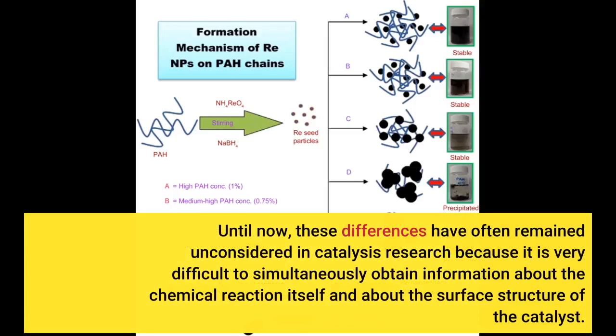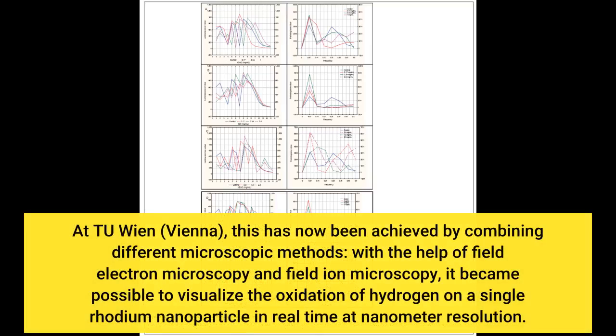Until now, these differences have often remained unconsidered in catalysis research because it is very difficult to simultaneously obtain information about the chemical reaction itself and about the surface structure of the catalyst. At TU Wien, Vienna, this has now been achieved by combining different microscopic methods.